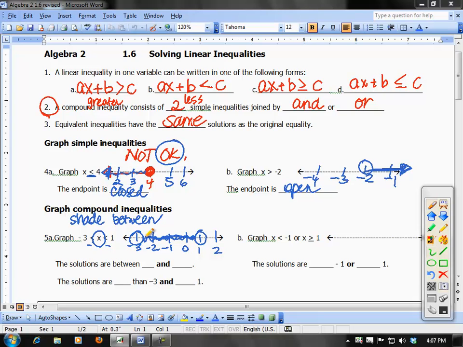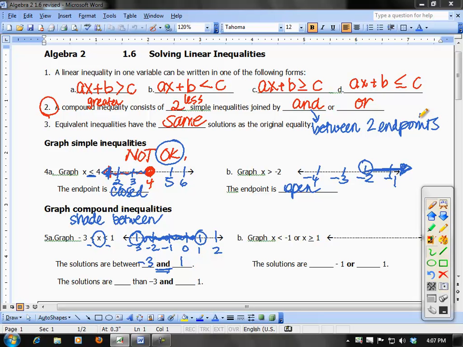And there's my inequality. What that says is the solutions are between -3 and 1. Remember when I told you above, you needed to know the difference between and and or? And occurs when you're between two endpoints.